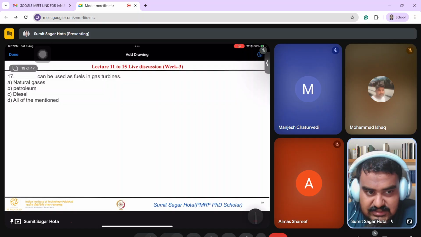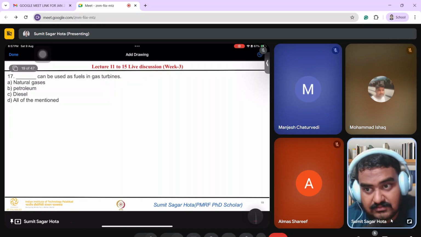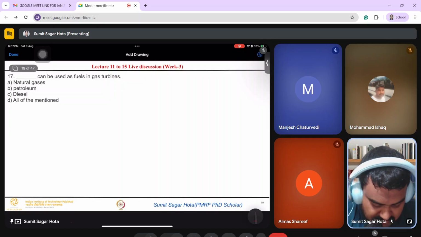Research is going on, and most probably in the near future, the next 5 to 10 years, we'll see gaseous fuels used in gas turbine engines, which will be more efficient and lightweight as compared to these liquid fuels. So yes, the answer is obviously D.